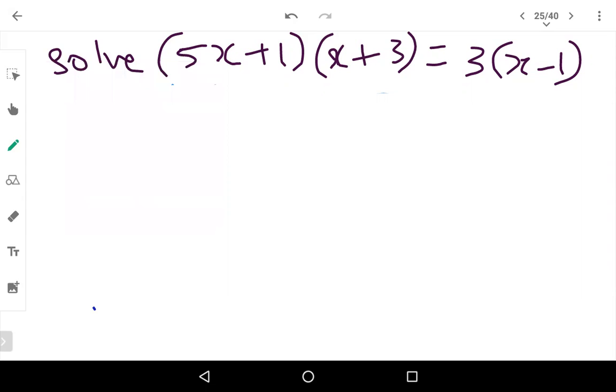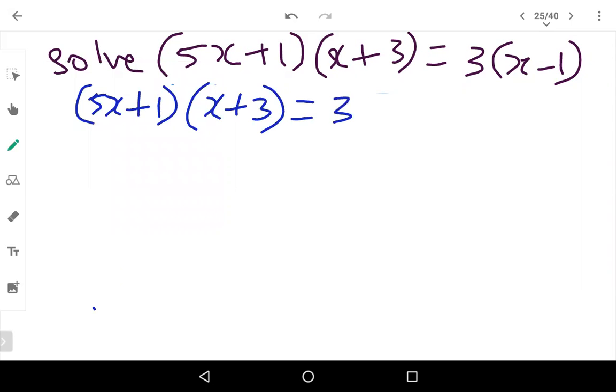So firstly, they have given us (5x plus 1) into (x plus 3) is equal to 3 into (x minus 1). So that is the question. So let's write down that question properly. (5x plus 1) into (x plus 3) is equal to 3 into (x minus 1). So here we are supposed to multiply these two expressions. Once we multiply these two expressions, we are going to get a part of the equation.